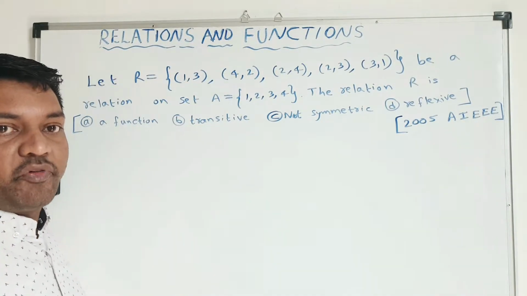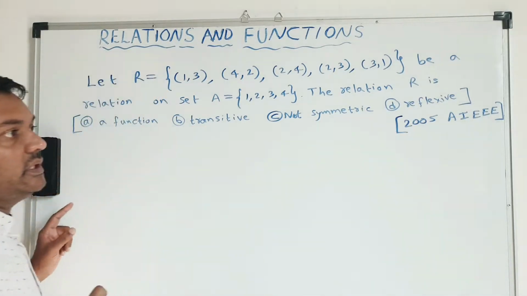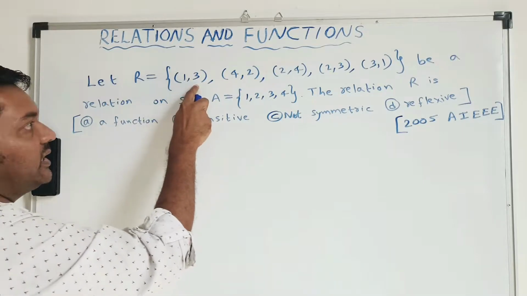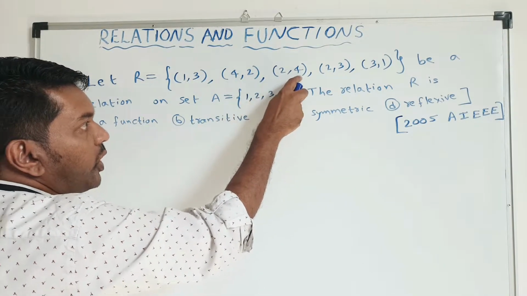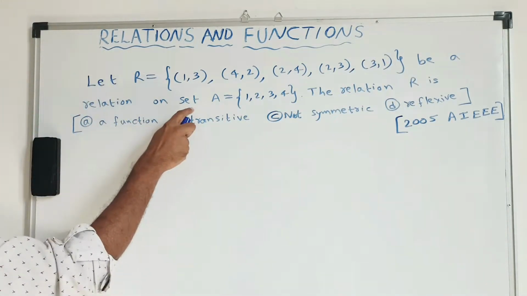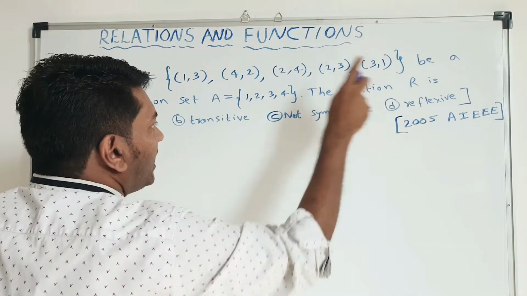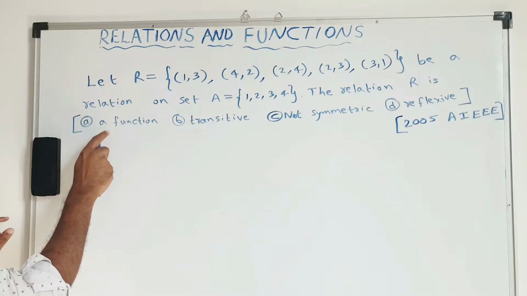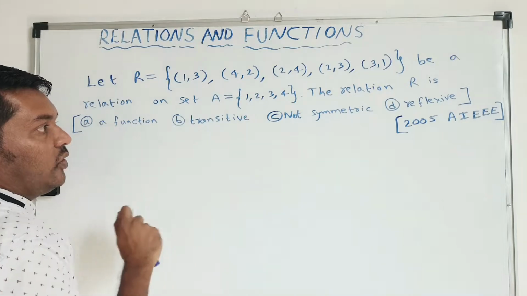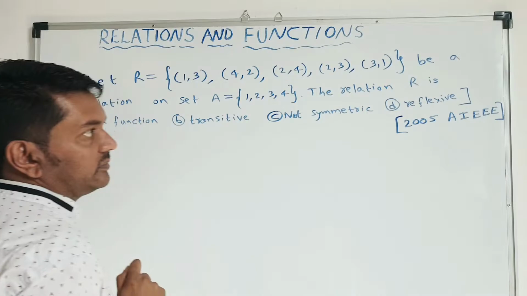We will move to our first MCQ question today. It is a 2005 AIEEE question. Let R equal the set of ordered pairs (1,3), (4,2), (2,4), (2,3), (3,1) be a relation on set A equals {1, 2, 3, 4}. The relation R is. They are asking whether this relation is a function, or whether it is a transitive relation, or whether it is not a symmetric relation, or whether it is a reflexive relation.